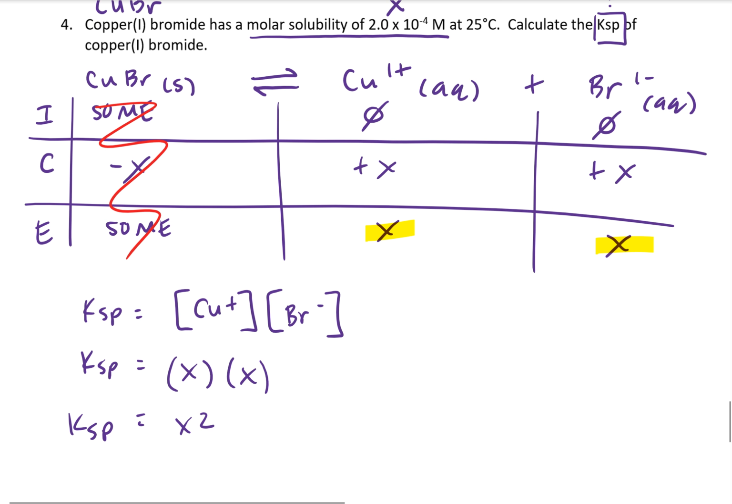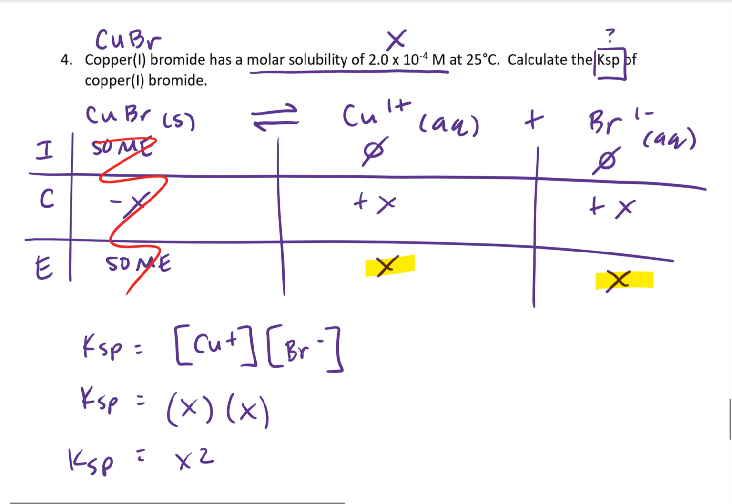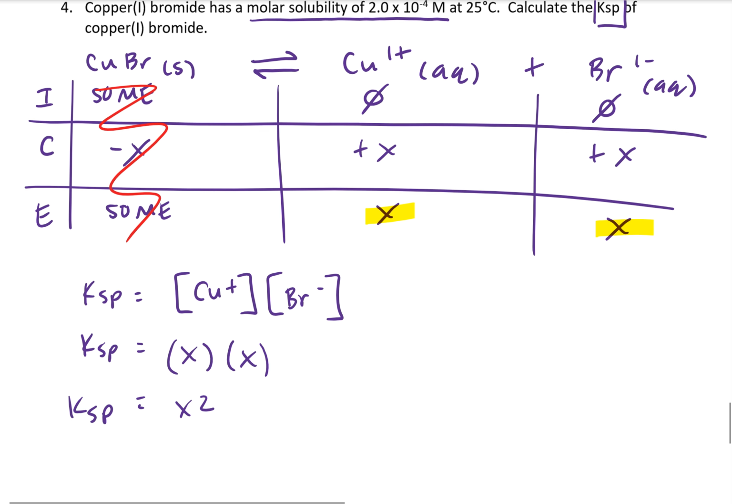So the problem wants us to solve for the Ksp value. Well, we know Ksp equals X squared, and they also told us what X was. X is the molar solubility, which is 2.0 times 10 to the negative 4 molar. So all we're going to do is plug in 2 times 10 to the negative 4 quantity squared, and we'll have the Ksp value. Practice your mental math here.